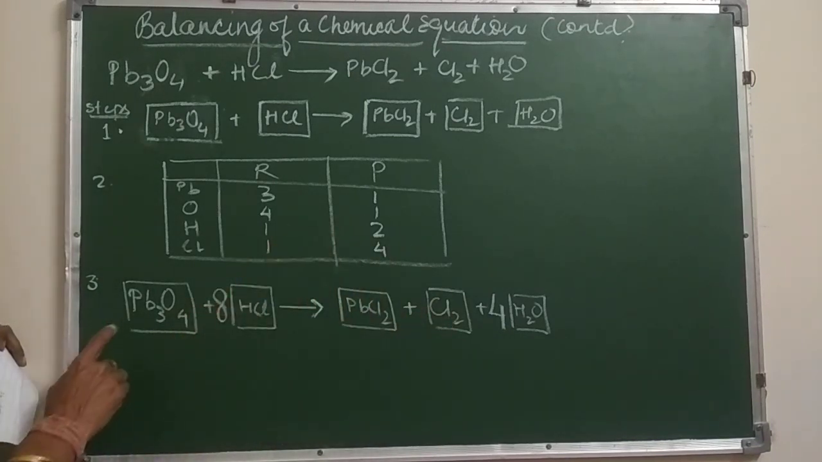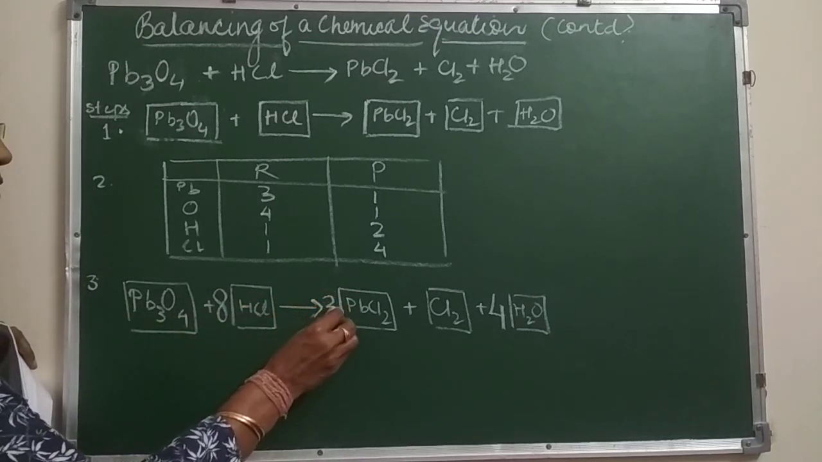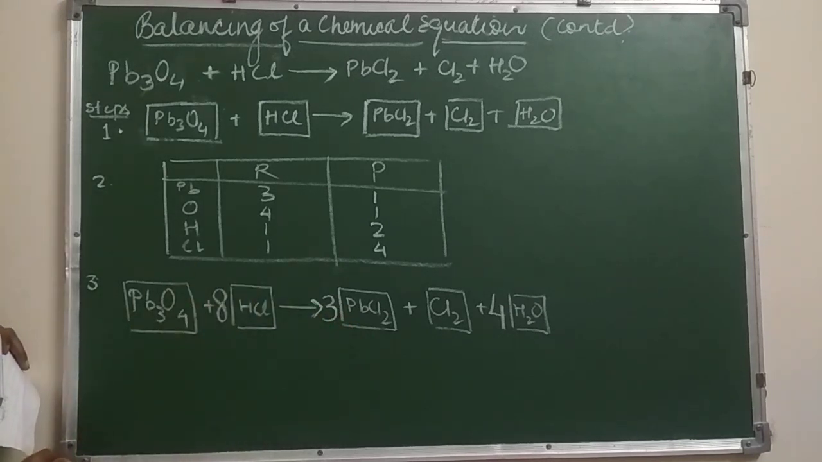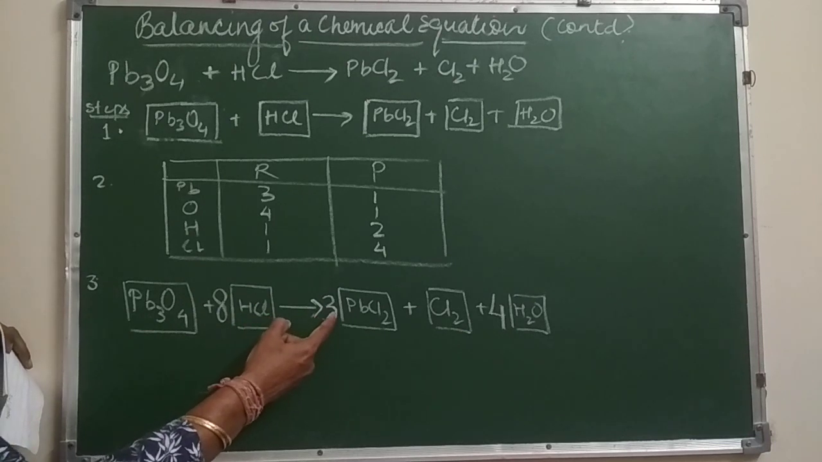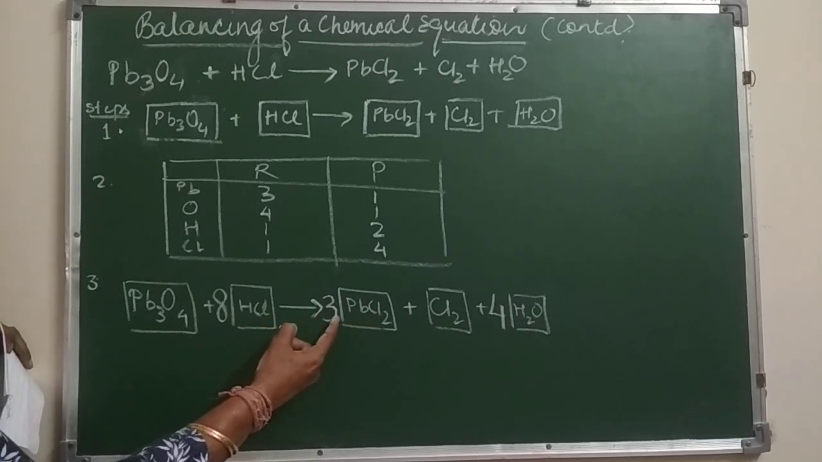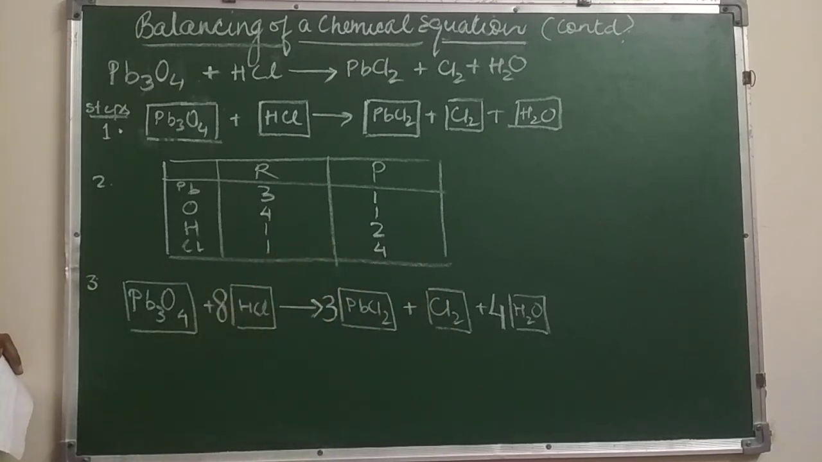So let us first balance lead now. Lead is 3 this side and 1 this side. So I put 3 here. Now you see what happens is lead is 3. The moment I make lead 3, chlorine becomes how much? 3 2s are 6 plus 2. So it becomes 8. So now let us check the whole equation once more.